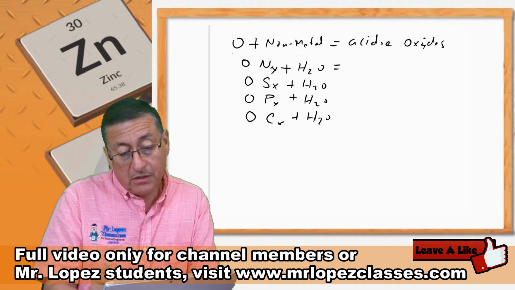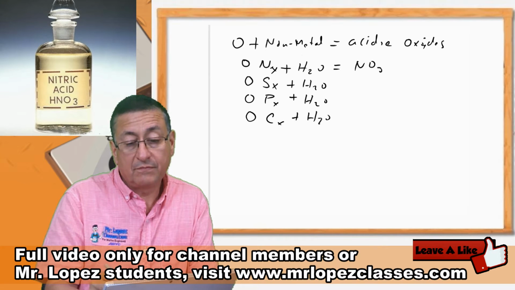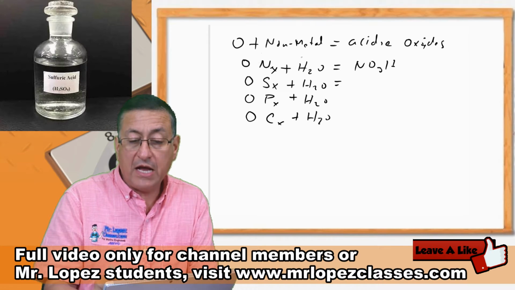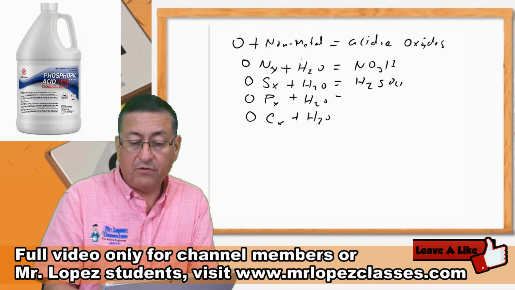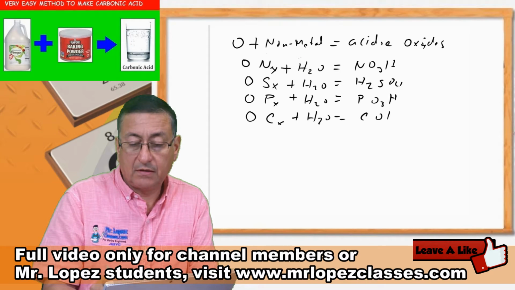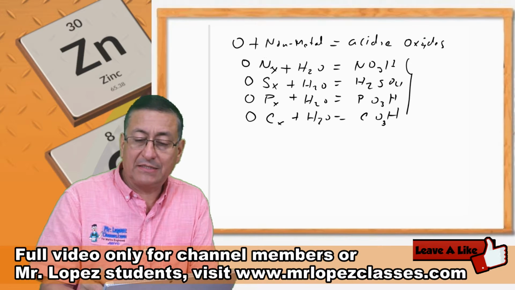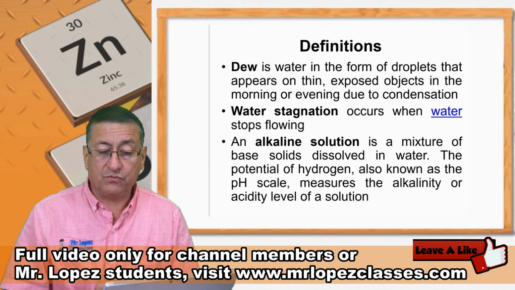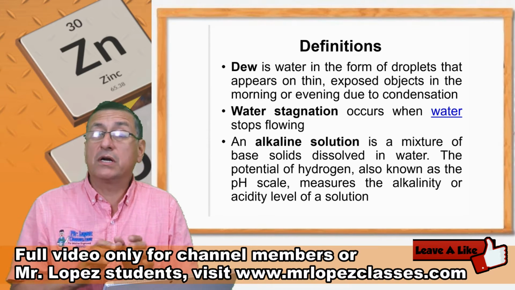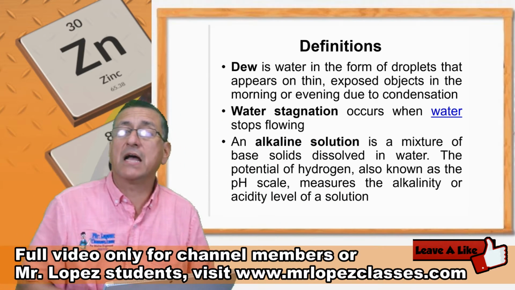produce nitric acid, sulfuric acid, phosphoric acid, carbonic acid. Those are acids.